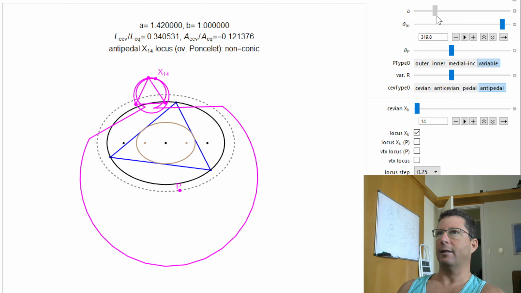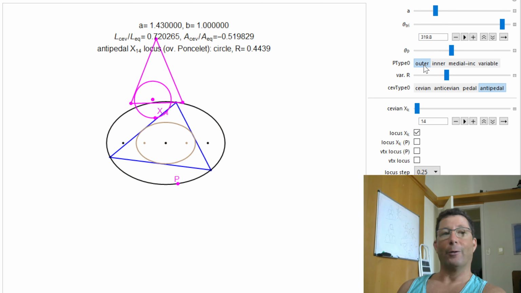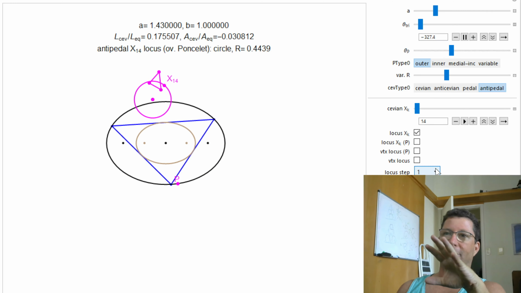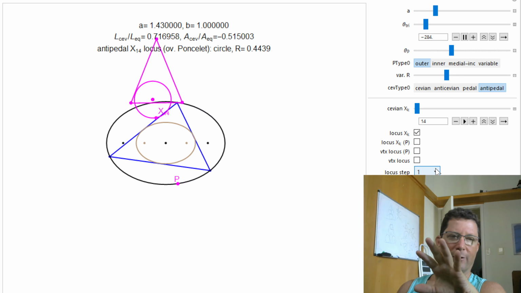Doesn't seem like it does. It's pretty complicated. But if I place P on the outer, okay, I get a similar phenomenon that I got before, which is the locus of X14, like X13, when P was on the outer ellipse, is a perfect circle. Probably nowhere else do we get that.